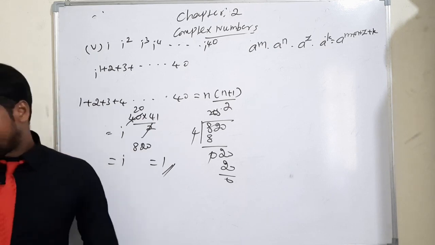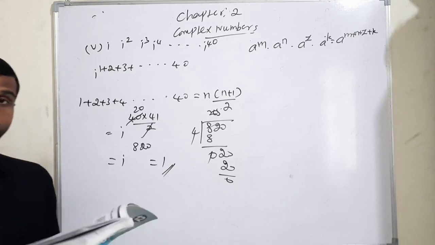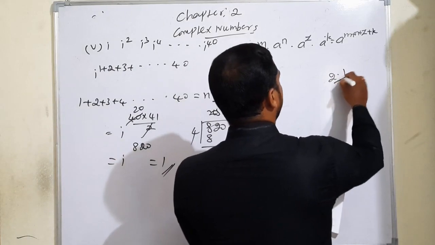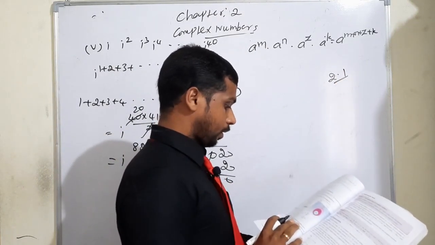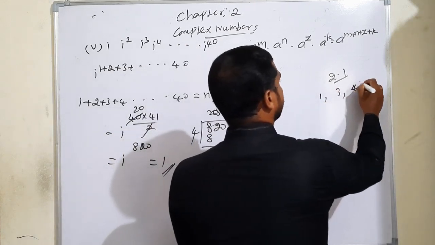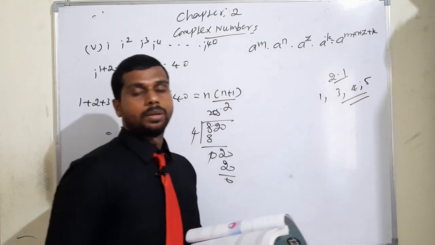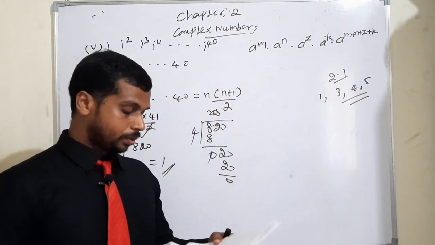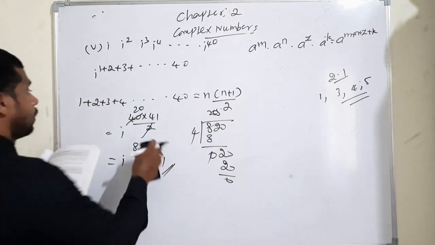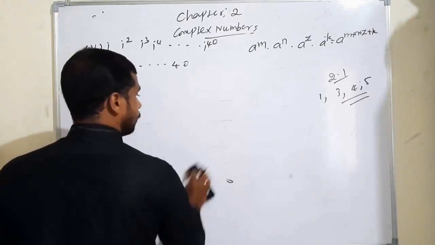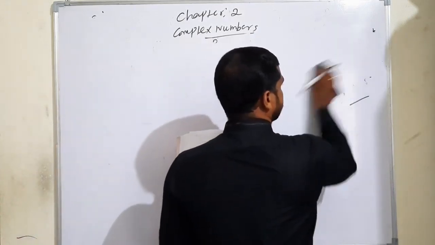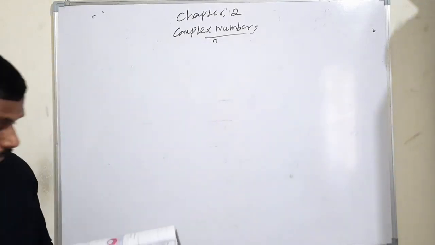Then I am moving to exercise 2.1 for your homework. Exercise 2.1, question number 1, 3, 4 and 5. You have to do 1, 3, 4, 5 on your own. Okay, question number 1, 3, 4, 5. Now I am doing question number 2 and 6. Okay, what is the question? Question number 2. Okay, 1, 3, 4, 5 you have to do.